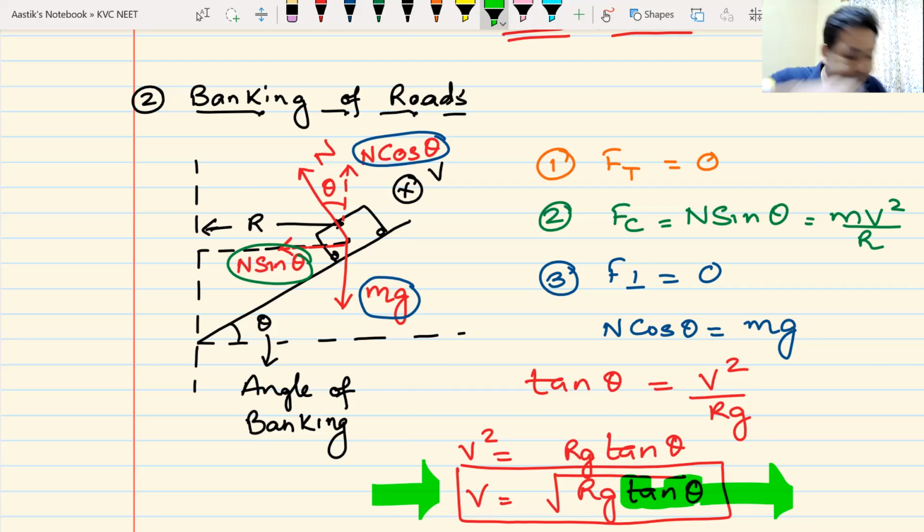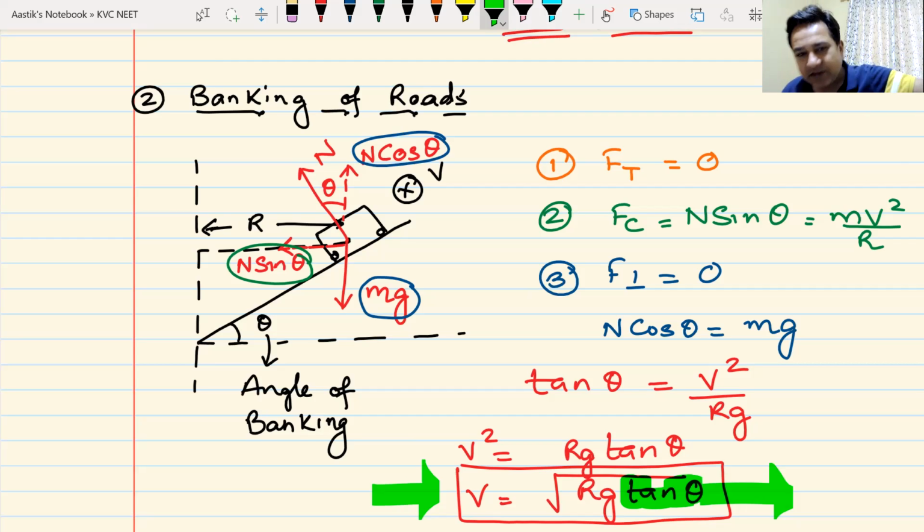Friction helps you in turning. And what is the maximum velocity by that friction that you can turn your vehicle? That is root of mu_s r g. The other way is the road is banked. So then you don't have to rely on friction. You can just keep on going.